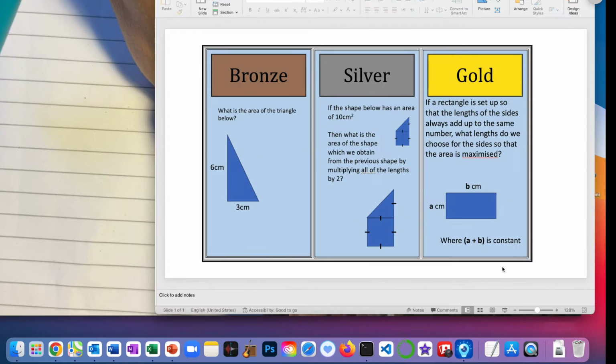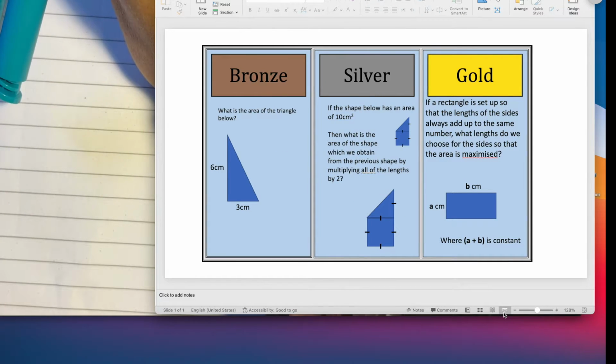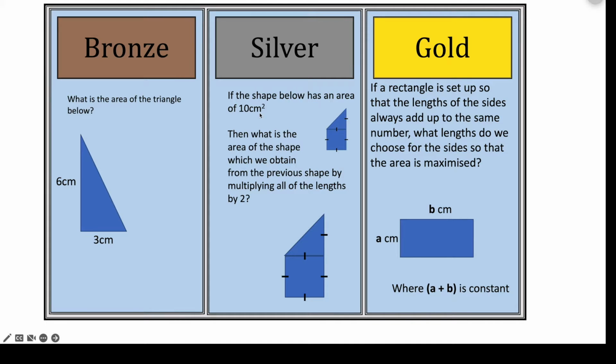So for the silver one, we have that if the shape below has an area of 10 centimeters squared, then what is the area of the shape which we obtain from the previous shape by multiplying all the lengths by 2? Okay, so we have this shape done here.